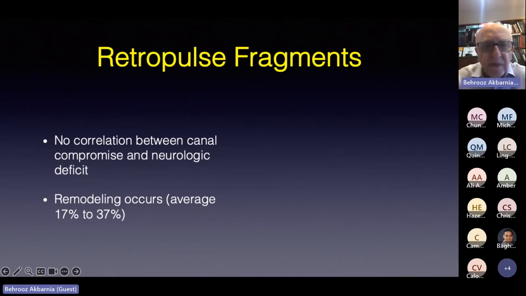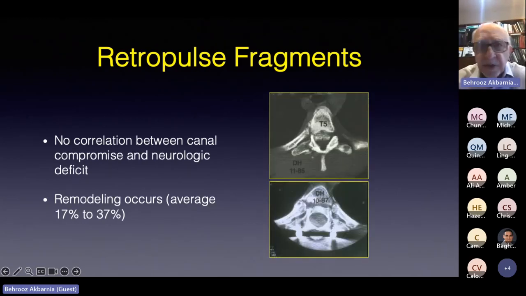We know that. We also know that remodeling happens in some of these patients, especially in younger patients, and maybe depending on the location and the size. This is a patient who, in a year, completely remodeled the spinal canal. So that has to be considered as well.